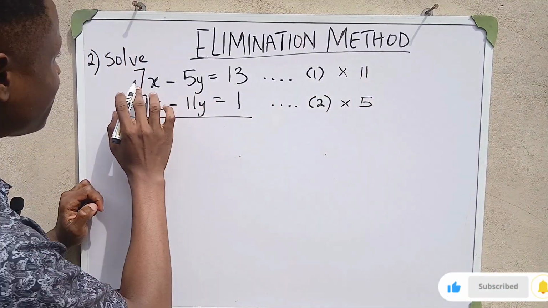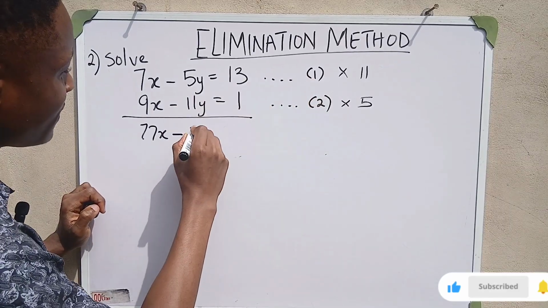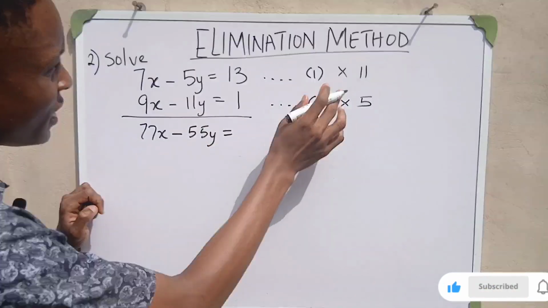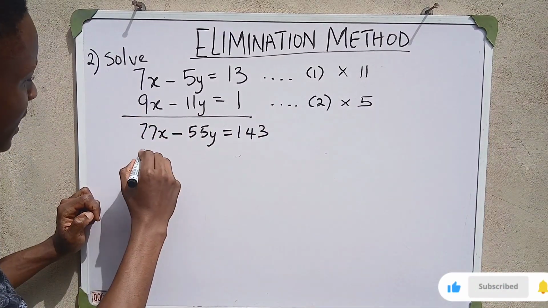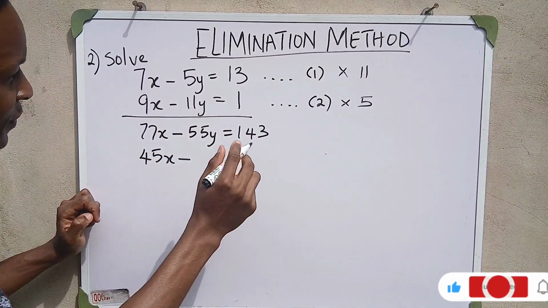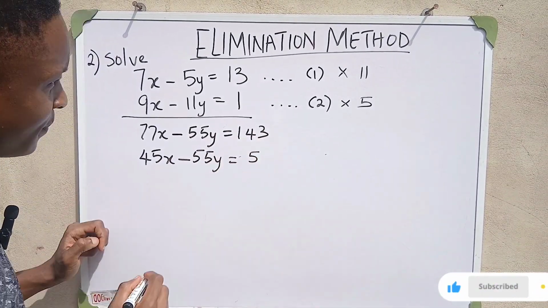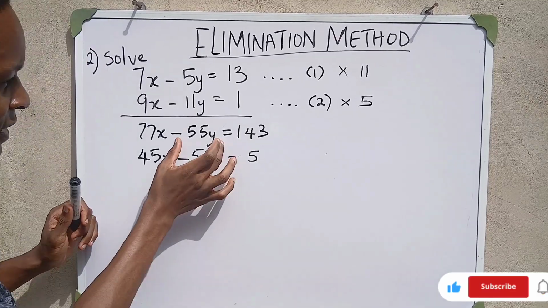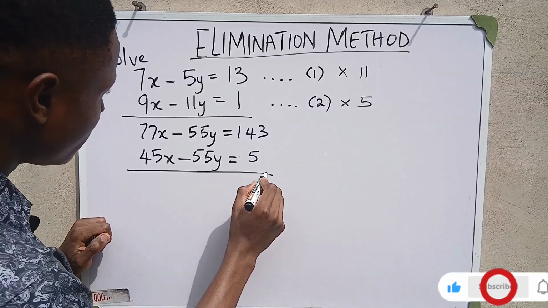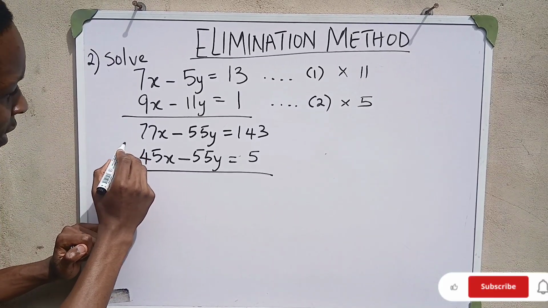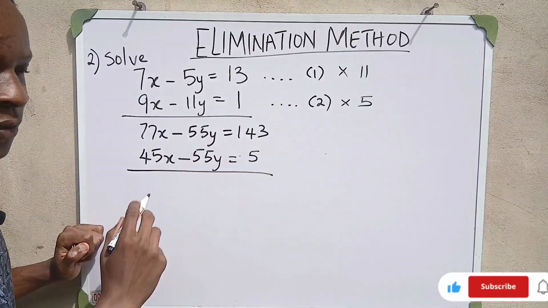So 11 times 7 is 77x minus 11 times 5 is 55y is equal to 11 times 13 is 143. And 5 times 9 is 45x minus 5 times 11 is 55y, equal to 5 times 1 is 5. So now we have the same coefficient in the two equations. So if we subtract these two equations, we'll be able to cancel out these two variables.